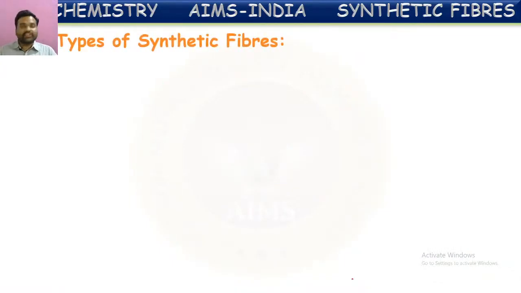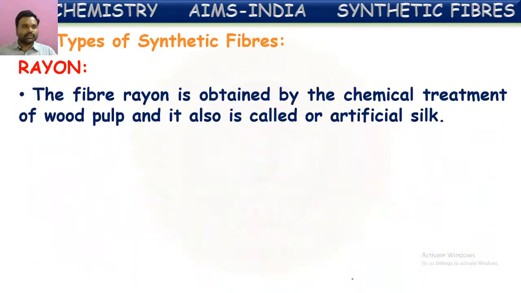Let us see the categorization of these synthetic fibers. Types of synthetic fibers. First among them is rayon. So rayon is one of the synthetic fibers which is obtained by the chemical treatment of wood pulp, and it is also known as artificial silk because it seems like silk. So rayon is a synthetic fiber, but it is prepared from natural wood pulp. So we can say it is the only synthetic fiber which has its origin from natural resources. Rayon is said to be an artificial fiber or synthetic fiber, but it is prepared from natural wood pulp.